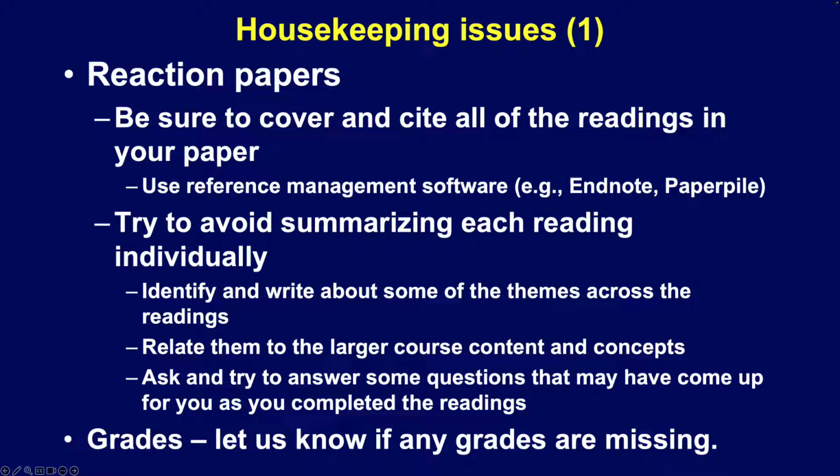The key to a good reaction paper is to identify and write about some of the themes that you see across all of the readings, and importantly, relate them to the larger course content and concepts. So in the case of last week's reaction paper, which was focused on surveys and surveillance for behaviors and risk factors, one theme might be that the traditional surveillance systems that we've been talking about, such as those for notifiable diseases or vital registration, don't necessarily capture some of the information on behaviors and risk factors that are important for public health surveillance to capture, especially for some health conditions and risk factors.